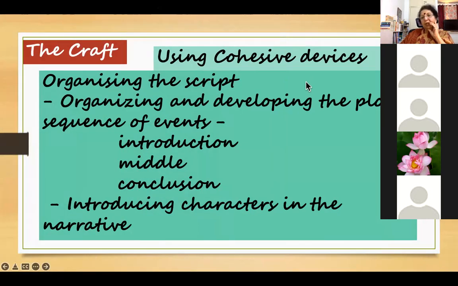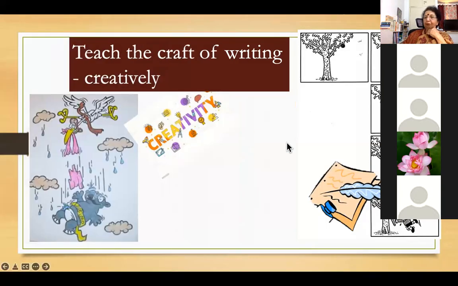Then we have to teach them using cohesive devices. They've written the sentences, now they need to put them together. They have to organize what they write. If it's a narrative thing, they have to know how to begin, how to develop the whole thing and then conclude it. Whether it is narrative writing or essay writing, these are the 3 parts of writing that you always have. And of course, the narrative writing, how to introduce characters. I will show you that. I've got some nice pictures.